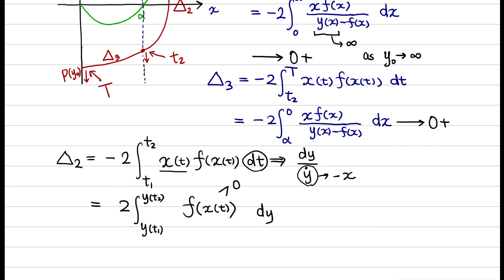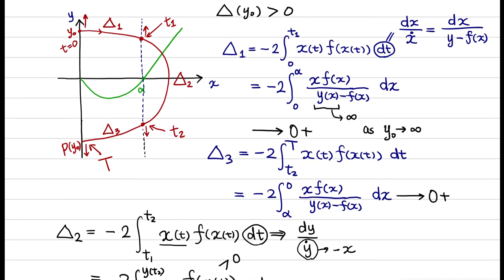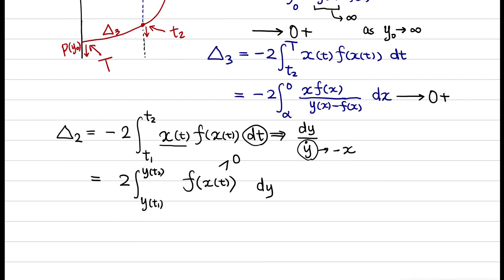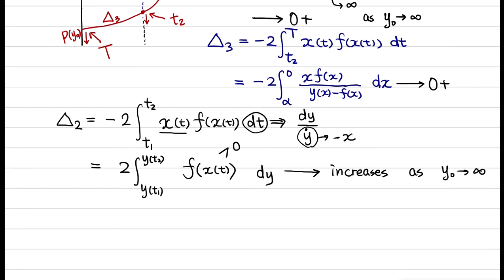And if you think about how the graph will change as y naught increases, the orbit will expand. It will expand in the positive x direction, and it will also expand in the positive y direction and in the negative y direction. So the integral will only increase. Let me summarize. This delta 2 is a positive value in the beginning, and it only increases as y naught goes to a positive value.